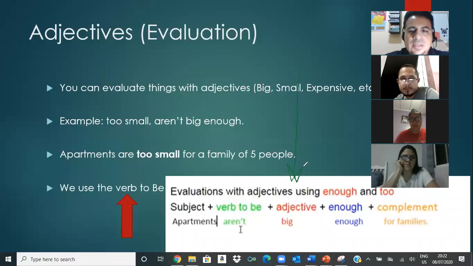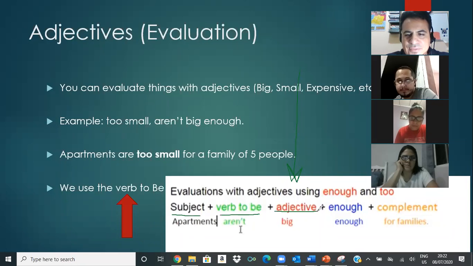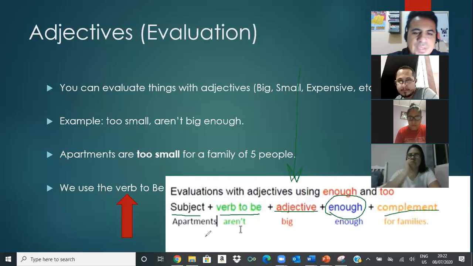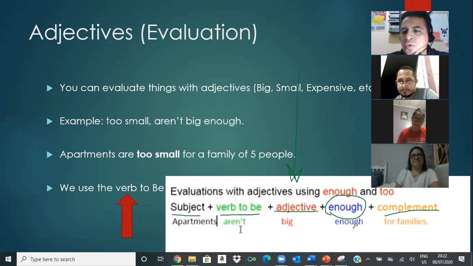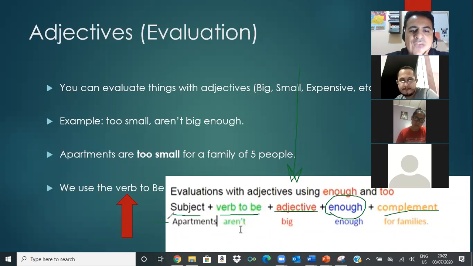The structure, okay? The structure is subject plus verb to be, adjective, y después esa palabra, enough, and a complement. For example, apartments aren't big enough for families. Okay. Siguiendo esa misma estructura, subject, apartments, verb to be, aren't, adjective, big, enough, la dejo igual, enough, and then complement. So, what am I saying here? I am basically evaluating. Estoy haciendo pasando juicio, evaluando según mi criterio. Adjectives, evaluation.